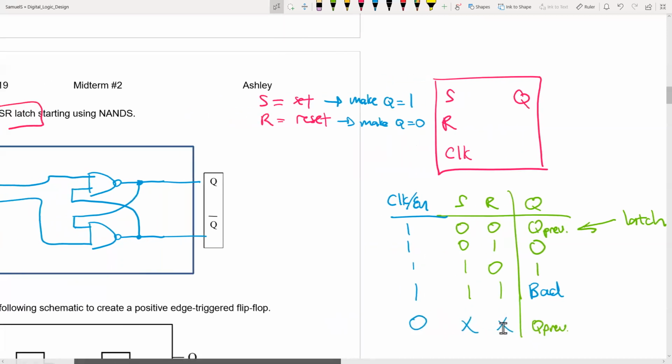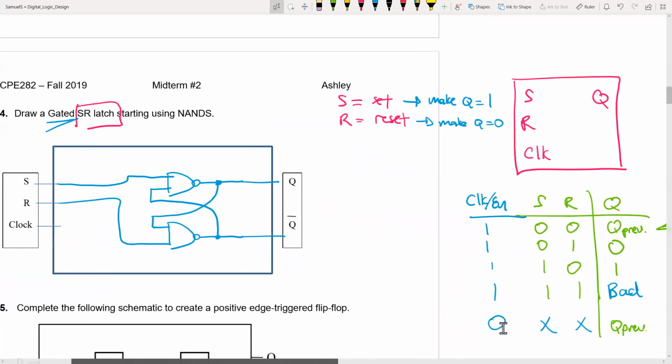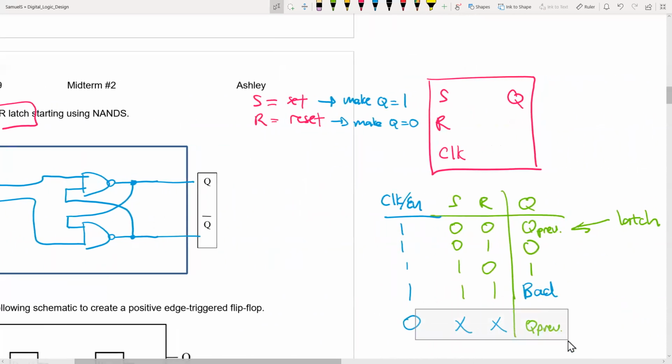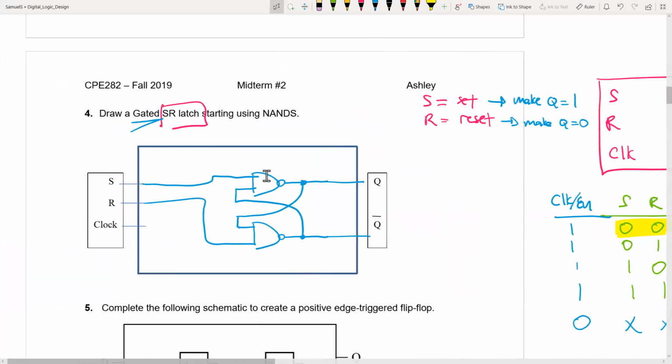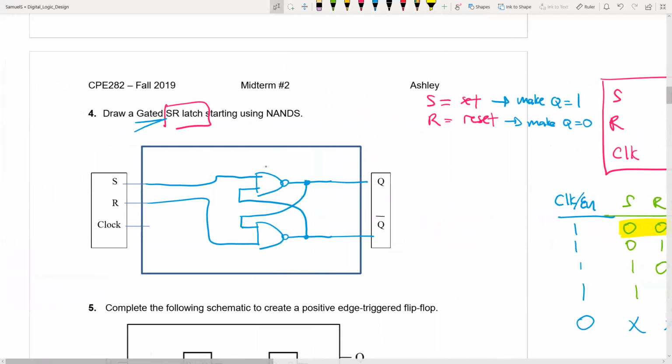Good. So we come here and we see that if we want to implement this, I think you were on the right track. You said, if we want Q previous, we just have to make it so that S and R are both set equal to 0. So what we want to do is see if we can hijack this path. Right now in this circuit, we have S going directly to the AND gate, and R going directly to the bottom AND gate.